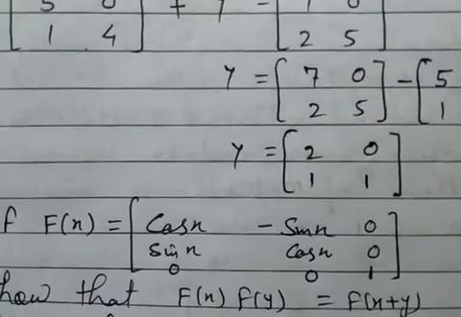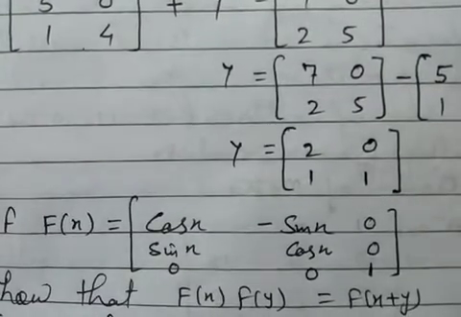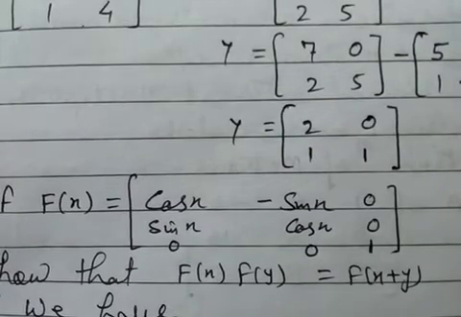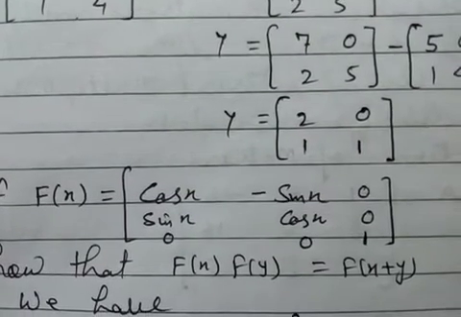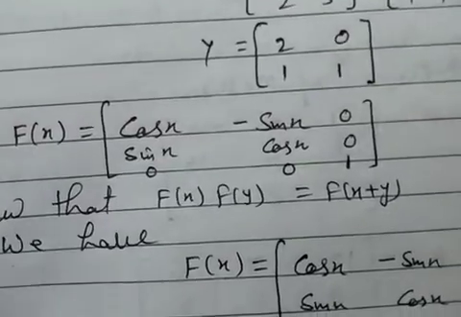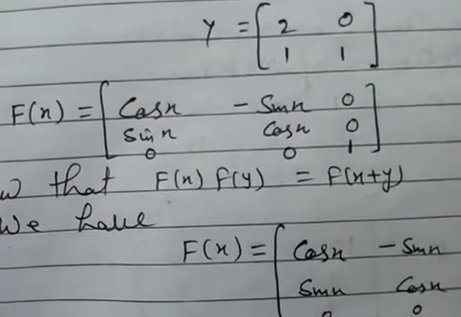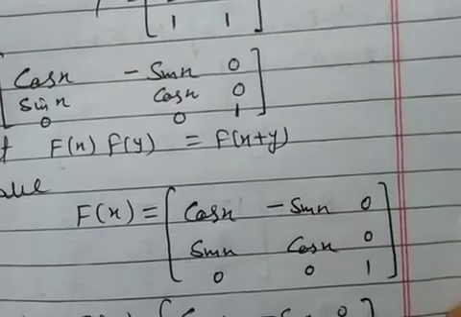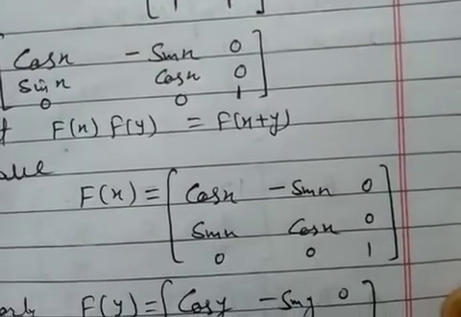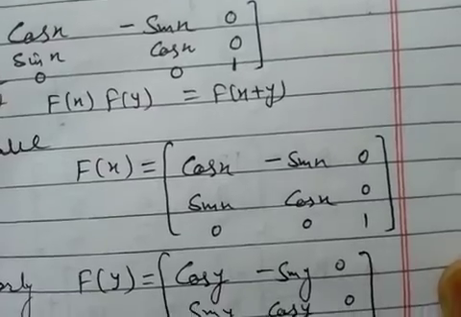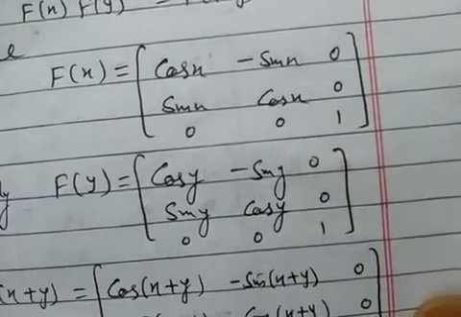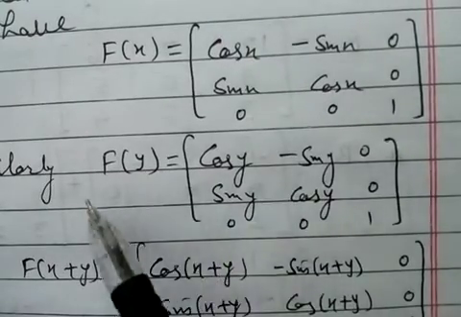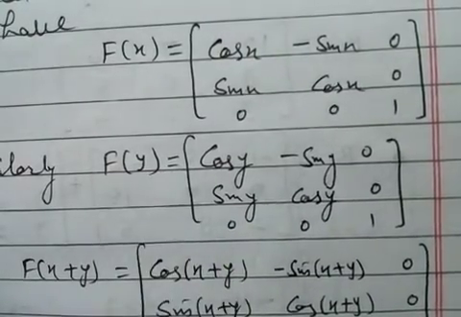If fx equals the matrix with elements cos x, minus sin x, 0, sin x, cos x, 0, 0, 0, 1, show that fx into fy equals fx plus y. First of all, we have a matrix in the form of fx equals cos x, minus sin x, 0, sin x, cos x, 0, 0, 0, 1. We can find fy by replacing x with y, and we can also write f of x plus y. So we can make a different matrix for fy and for fx plus y.